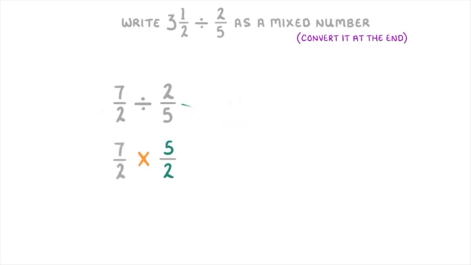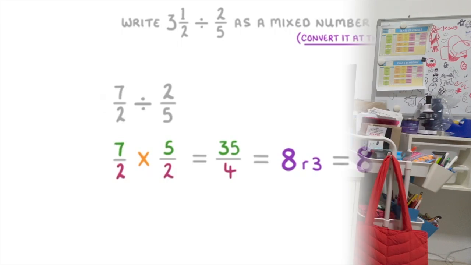So we're going to have to do 7 times 5, which is 35, and 2 times 2, which is 4, to get 35 over 4. And we can't simplify this at all. The last step is to convert this into a mixed number, like they asked in the question. So we divide 35 by 4 to get 8, remainder 3, which means that our mixed number would be 8 and 3 over 4.